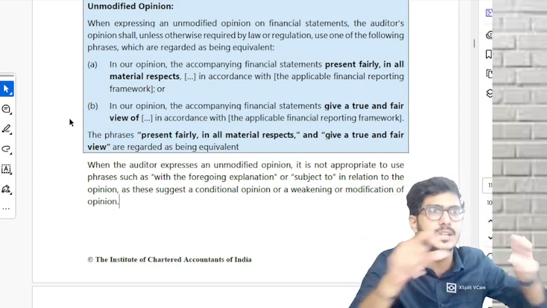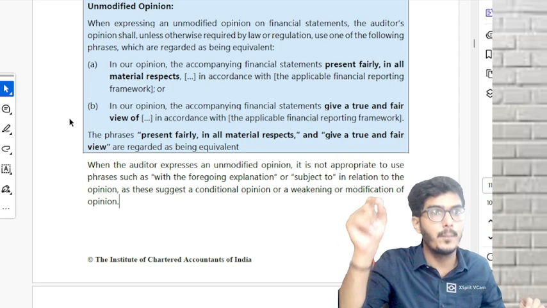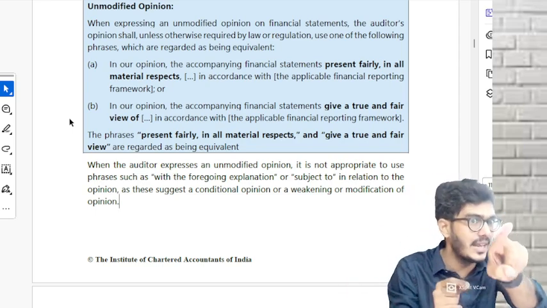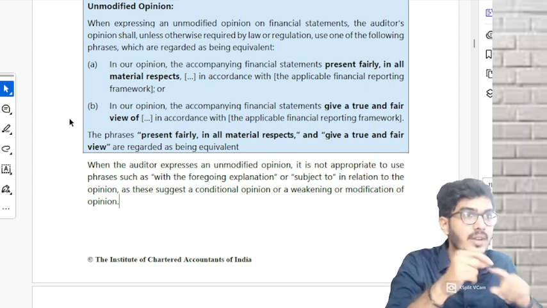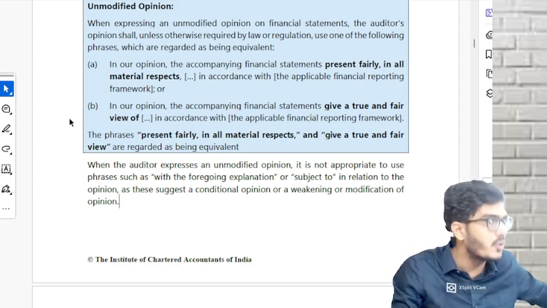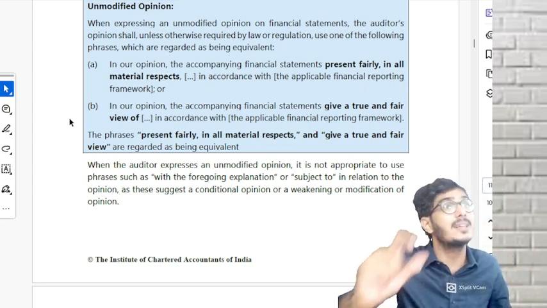When do we use all these kinds of phrases? When there is some problem. So, negative things, exactly, I wanted that point. There is something negative only when we use these phrases, no? With the foregoing explanation, or we'll use it subject to.